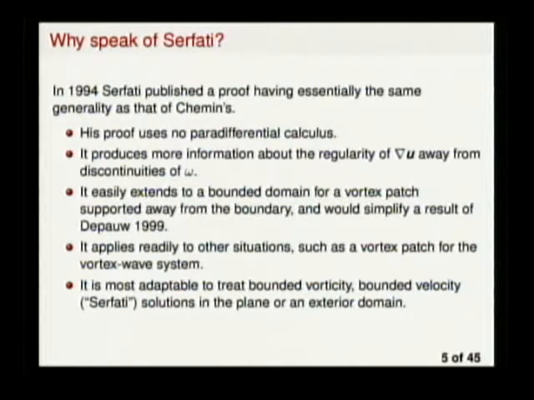Of course, Bertozzi and Constantin's didn't either. It also produces a little more information about the gradient of U when you stay away from the singularity of the vorticity, which is kind of interesting. And perhaps most importantly, I think that it extends in ways much more easily than Chemin's approach does, because of the lack of the use of the paradifferential calculus.